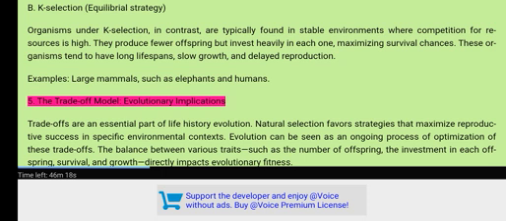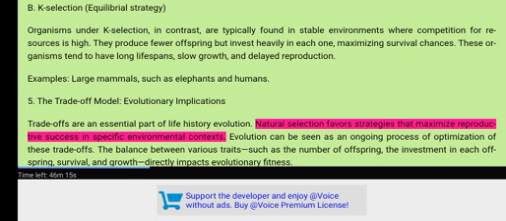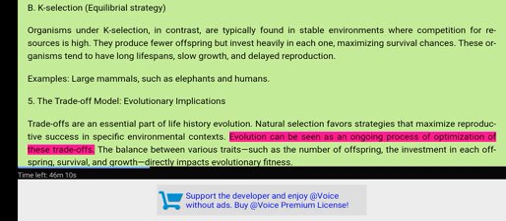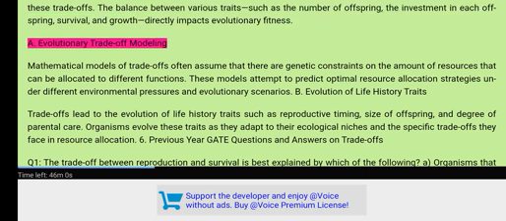5. The trade-off model, evolutionary implications. Trade-offs are an essential part of life history evolution. Natural selection favors strategies that maximize reproductive success in specific environmental contexts. Evolution can be seen as an ongoing process of optimization of these trade-offs. The balance between various traits, such as the number of offspring, the investment in each offspring, survival, and growth, directly impacts evolutionary fitness. Evolutionary trade-off modeling.